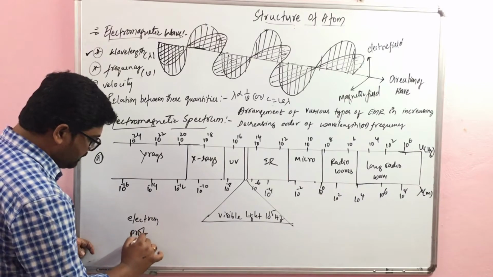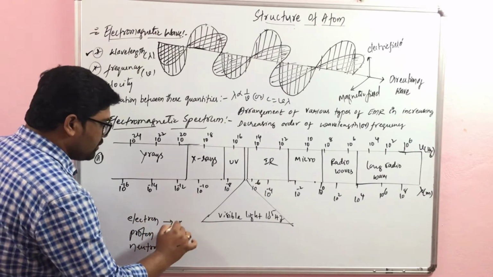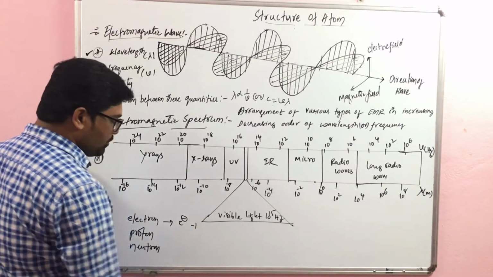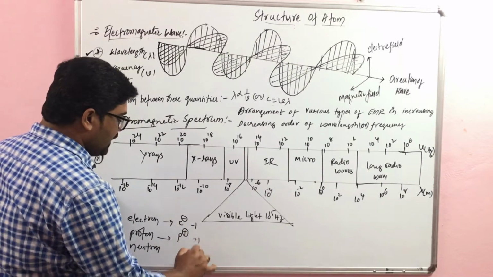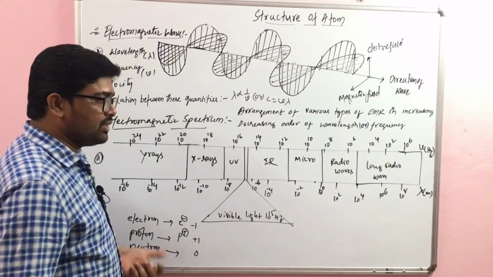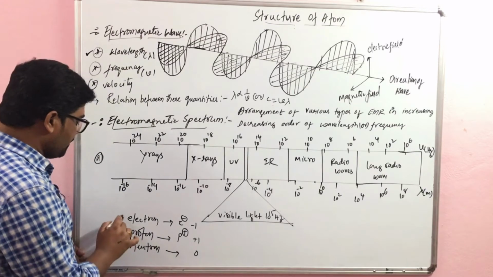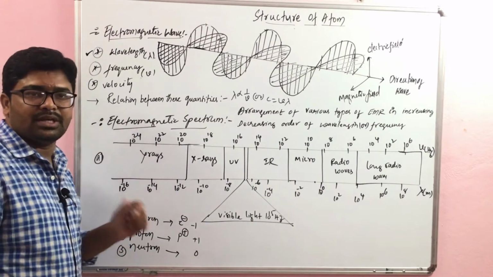We all know that electrons are negatively charged particles. They have a relative charge of -1. Protons are positively charged particles. They have a relative charge of +1. Neutrons do not have any charge. They are neutral particles. So these three subatomic particles, electrons, protons and neutrons, are present inside an atom.